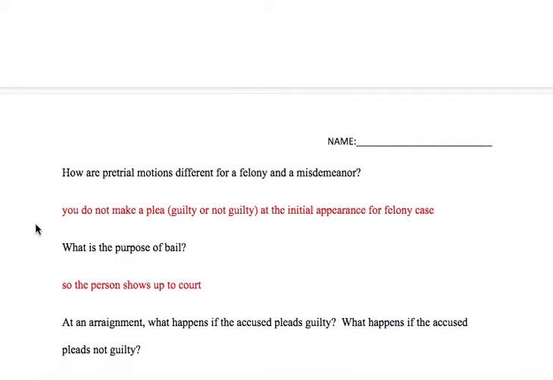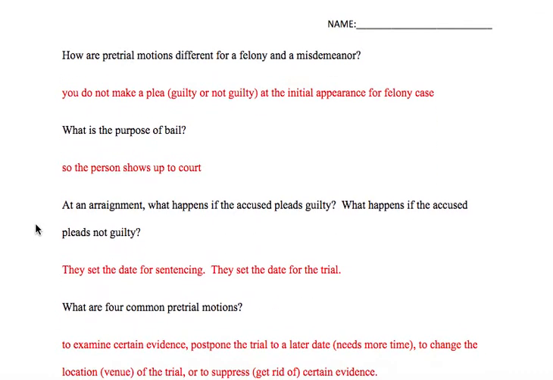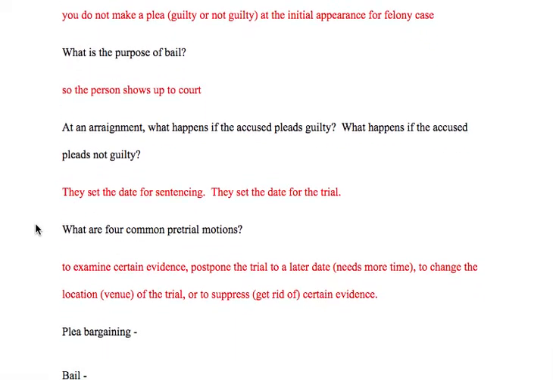The purpose of bail is for you to pay a little bit of money and say that I will come back to court. If you don't, you lose that money. So it's kind of like to make sure people show back up to court. At an arraignment, what happens if the accused pleads guilty? Well, they're going to set the date for sentencing. You're going to come back to the judge, and they're going to provide the sentence. If they say not guilty, then they're going to set the date for the trial.